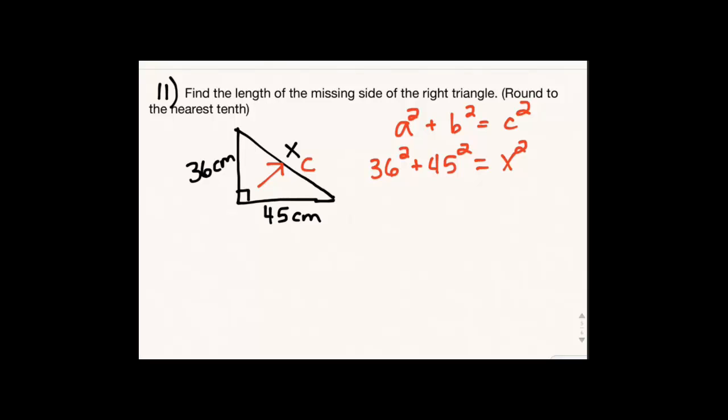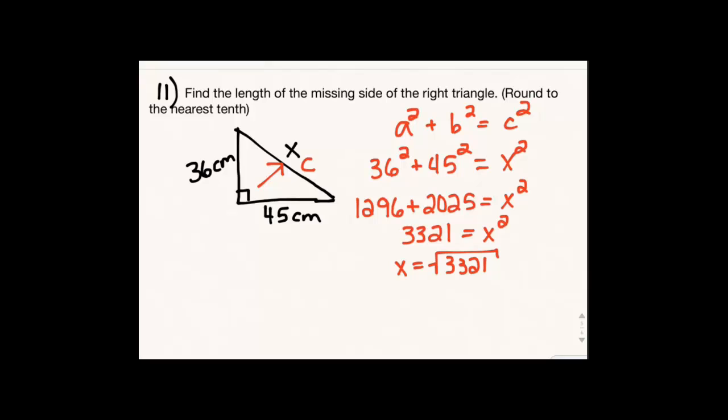36 squared is 1,296. And 45 squared is 2,025. And the sum of those is equal to x squared. And that's 3,321 equals x squared. Now in order to find out what x is, we have to take the square root of both sides. So x is actually equal to the square root of 3,321.